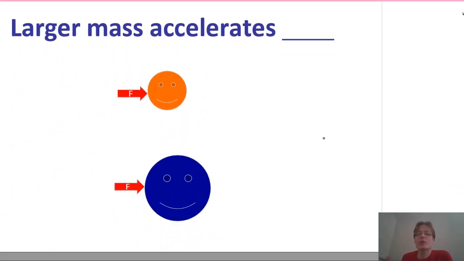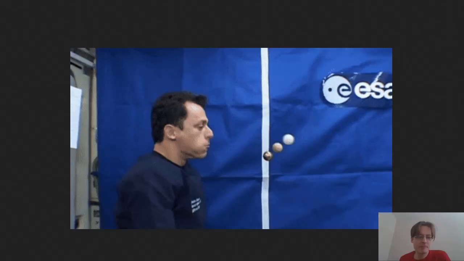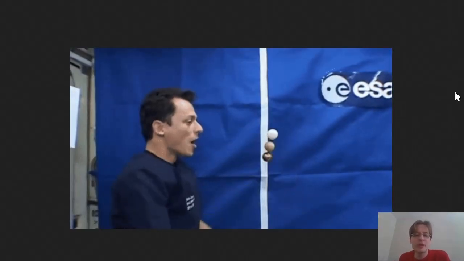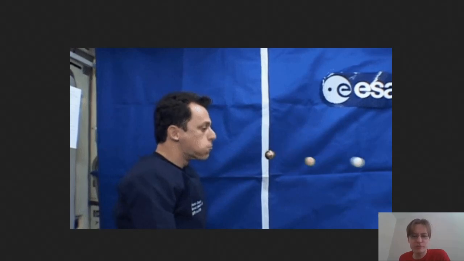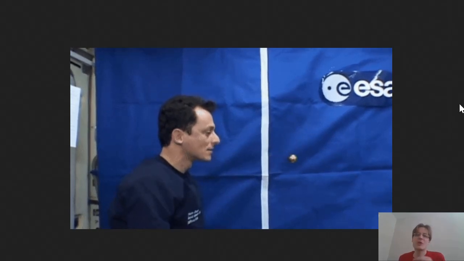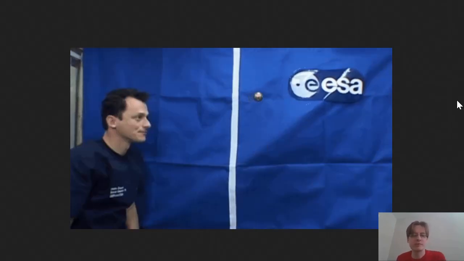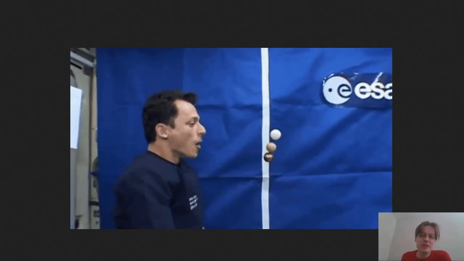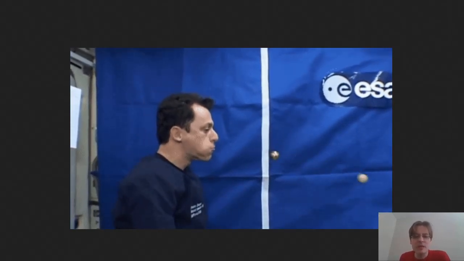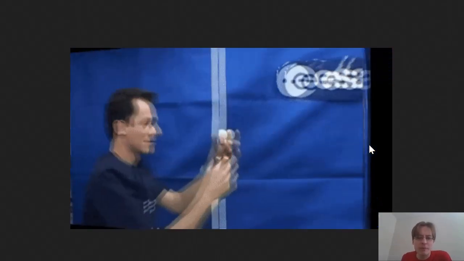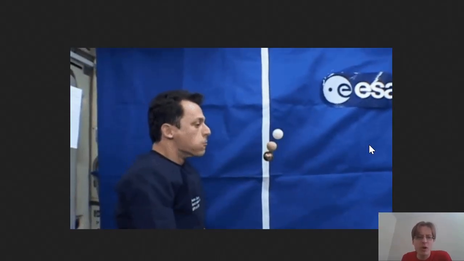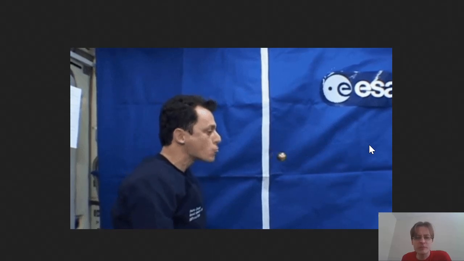Okay, now there's another ingredient that matters. Let me illustrate that. A lot of these laws of motion are best illustrated in zero gravity situations, because then there aren't a lot of extra forces that could complicate things. Here, in a zero gravity environment, he's blowing as hard as he can on these 3 balls. Which ball do you think has less mass?